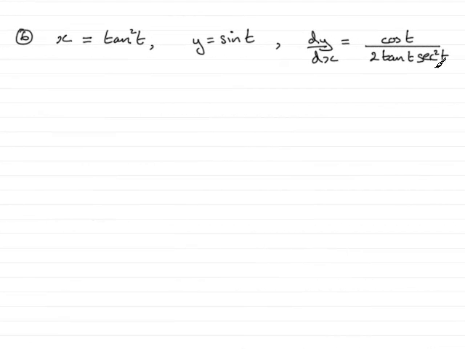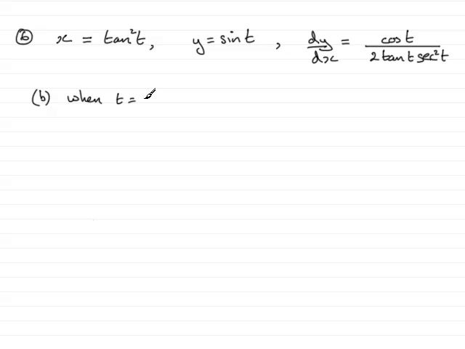Now I've summarised what we've got so far: the equations x equals tan squared t and y equals sine t. Also in part A we found that the gradient at any point on the curve, dy/dx, was given by cos t over 2 tan t sec squared t. And in part B what we've got to do is find the equation of the tangent to this curve at the point where t is equal to pi upon 4.